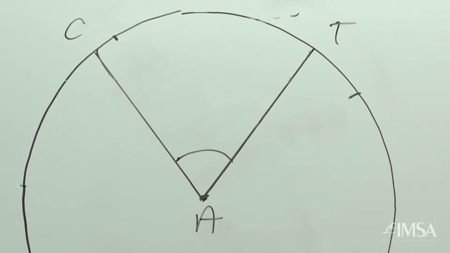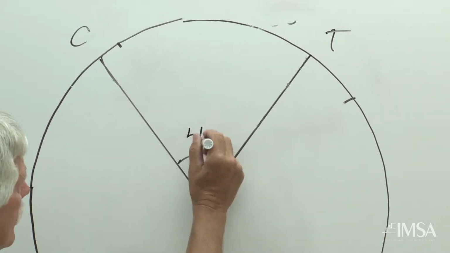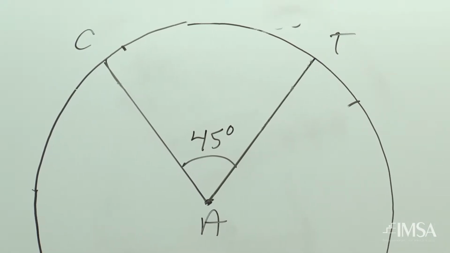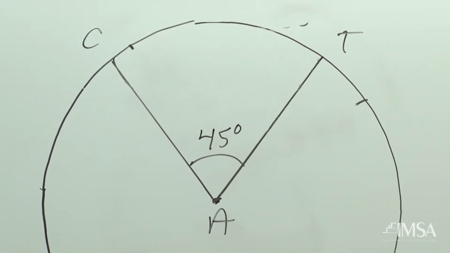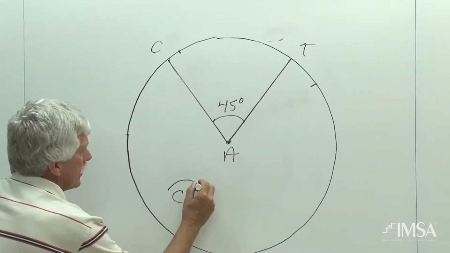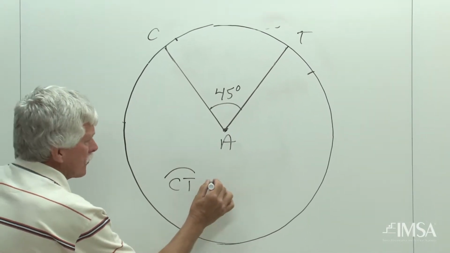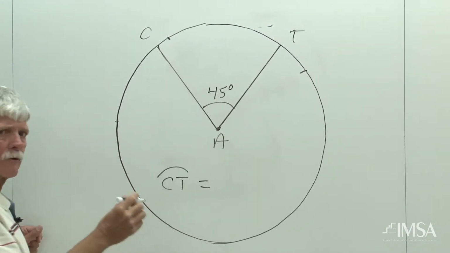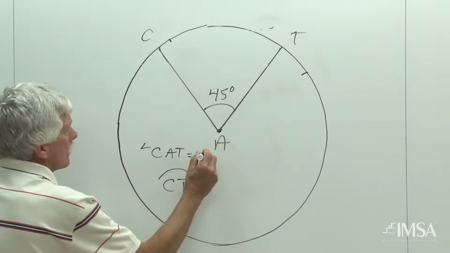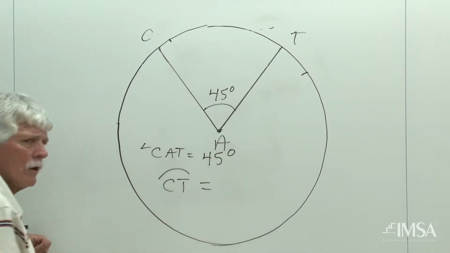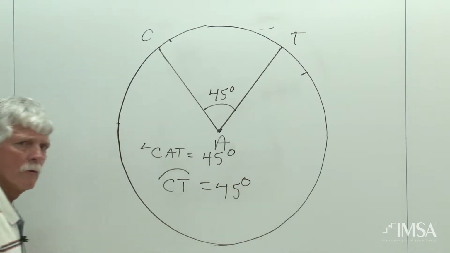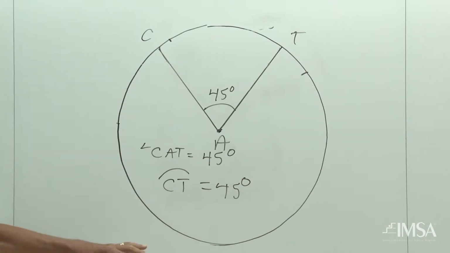That angle is about 45 degrees. Not exact, but pretty close. The relationship to remember in this case is that the arc of this circle, which is arc CT, is the same size as the central angle. So if central angle CAT is equal to 45 degrees, then the arc itself is 45 degrees. So we have that relationship between them.